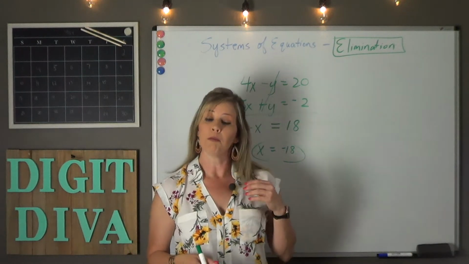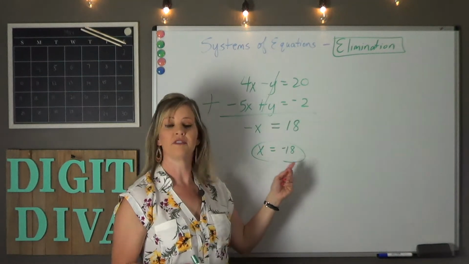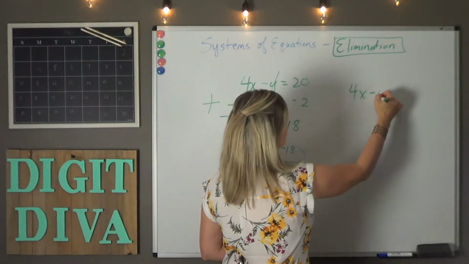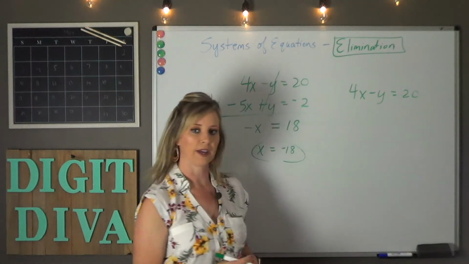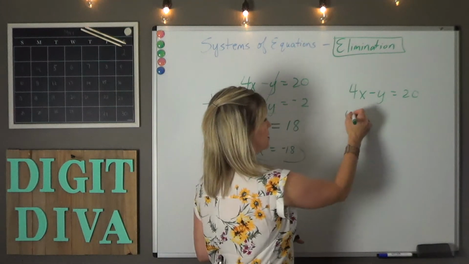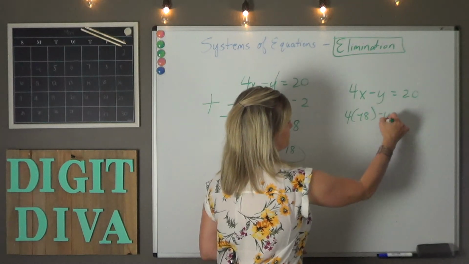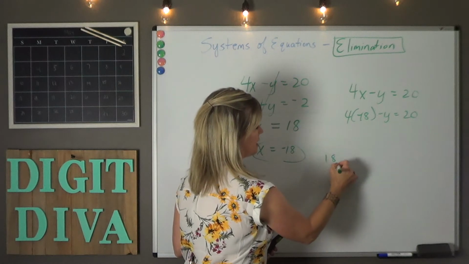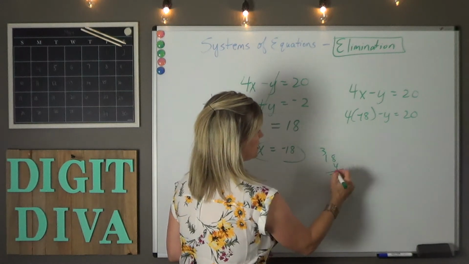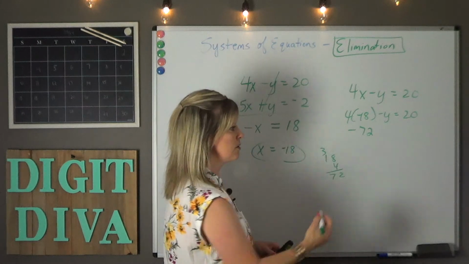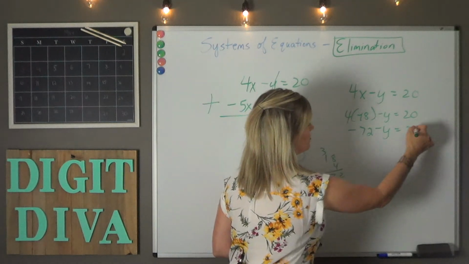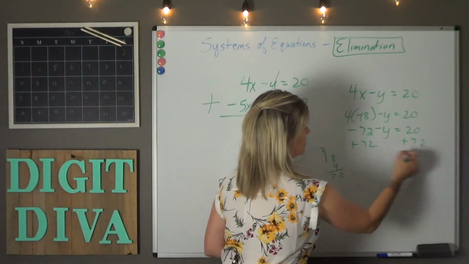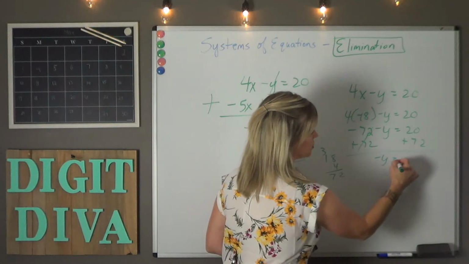I need to plug that into one of my original equations to find my value of y. I'm going to choose my top one. 4x minus y is equal to 20. Okay? I would plug in negative 18 for x. All right? What is 4 times 18? Well, I could come off to the side. 72. So I'd have negative 72 minus y is equal to 20. Okay? I would have to add 72 to both sides. Okay? I'm left with negative y equals 92.